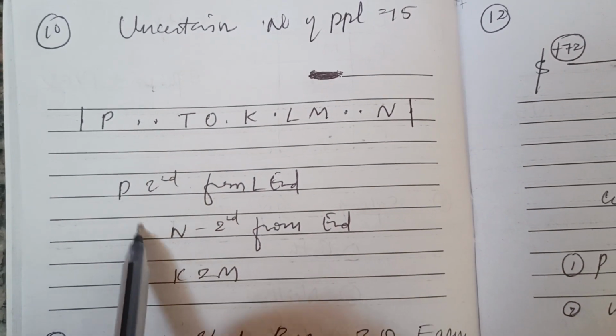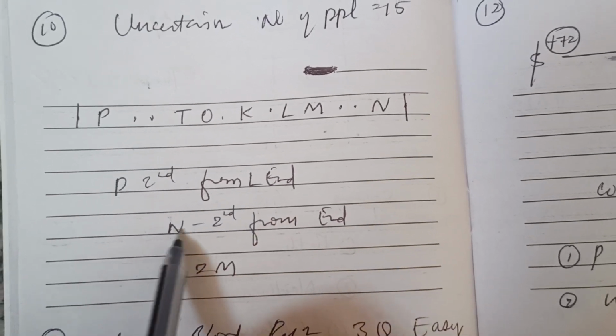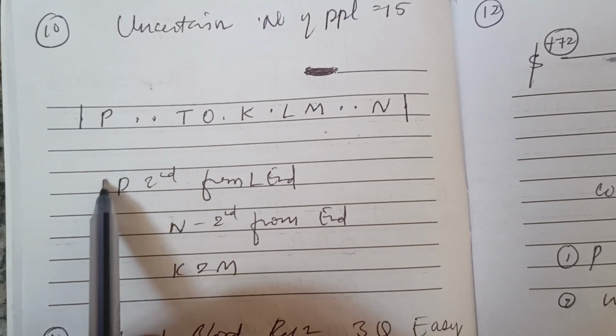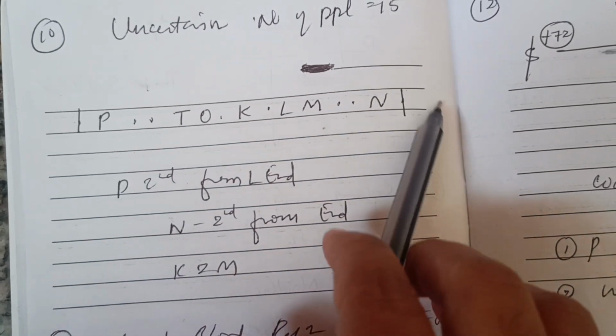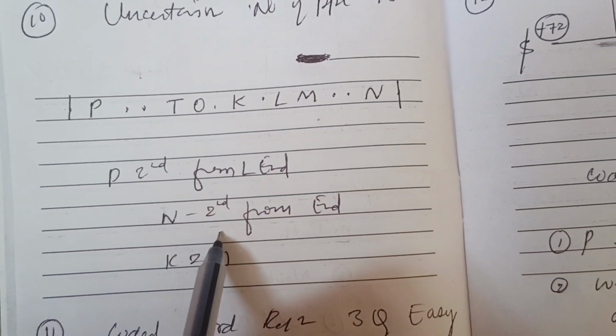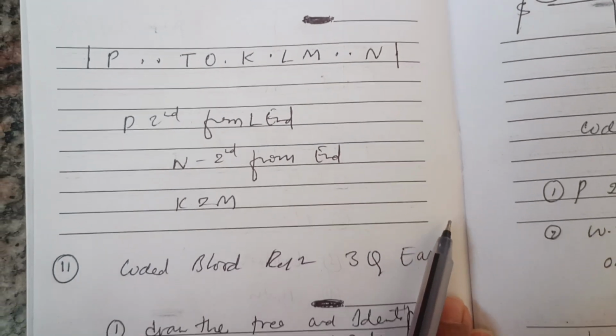Then some conditions I can remember: P sits second from the left end. This is the condition where most of my possibilities got ruled out, and I got only this possibility. Then N sits second from the end, and two people sit between K and M, so like this.